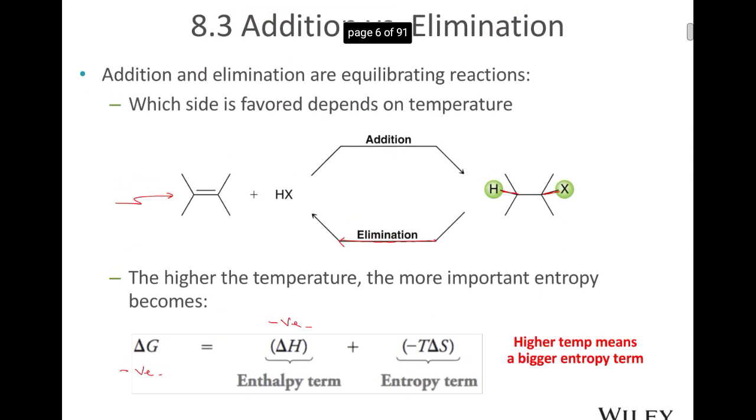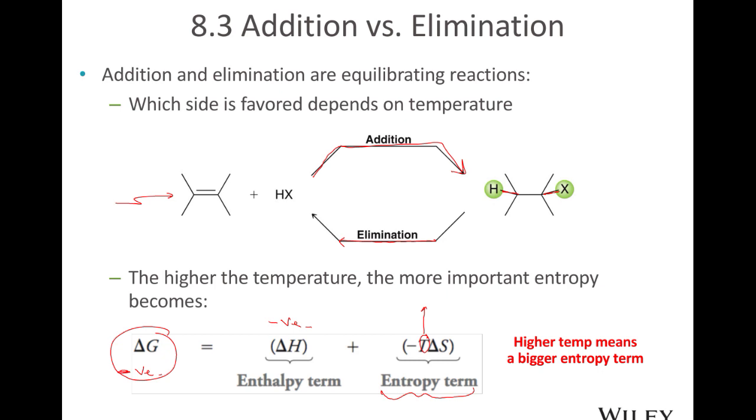Anyhow, addition versus elimination. These are equilibrating reactions, and which side the reaction favors is going to depend on temperature. It says here, the higher the temperature, the more important entropy is going to become. The reason is that if we push the temperature up, the entropy term is going to get larger and larger, and then it can counteract, so to speak, the enthalpy term and render the delta G positive. The point is this: in order for that addition reaction to be spontaneous, the delta G has to be a negative value.